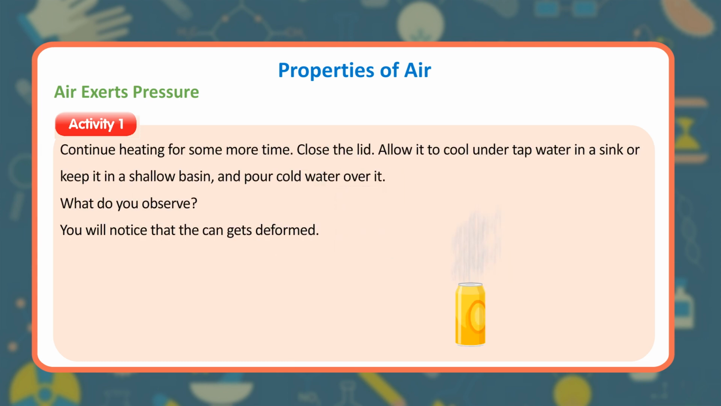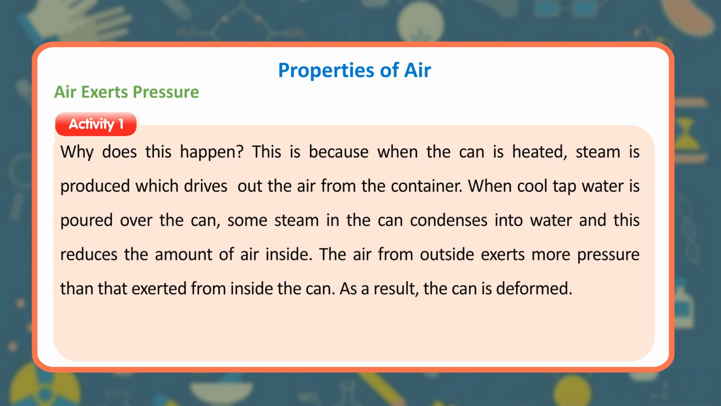Close the lid. Allow it to cool under tap water in a sink or keep it in a shallow basin, and pour cold water over it. What do you observe? You will notice that the can gets deformed. Why does this happen? This is because when the can is heated, steam is produced which drives out the air from the container. When cool tap water is poured over the can, some steam in the can condenses into water and this reduces the amount of air inside. The air from outside exerts more pressure than that exerted from inside the can. As a result, the can is deformed.